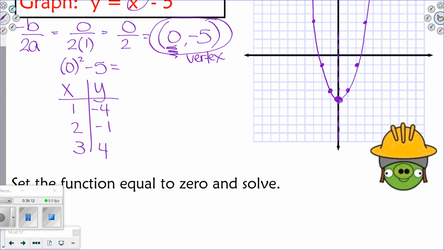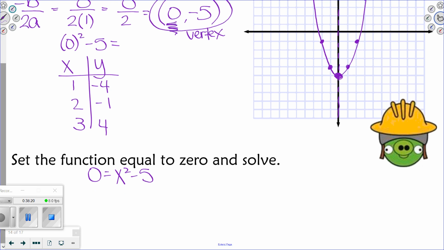So 0 equals x squared minus 5. What's your best option to solve that one? Square root method. Good, because there's no b term. So I'll just add the 5 to the other side. So x squared equals 5. And then we take the square root of both sides. So x equals plus or minus square root of 5.